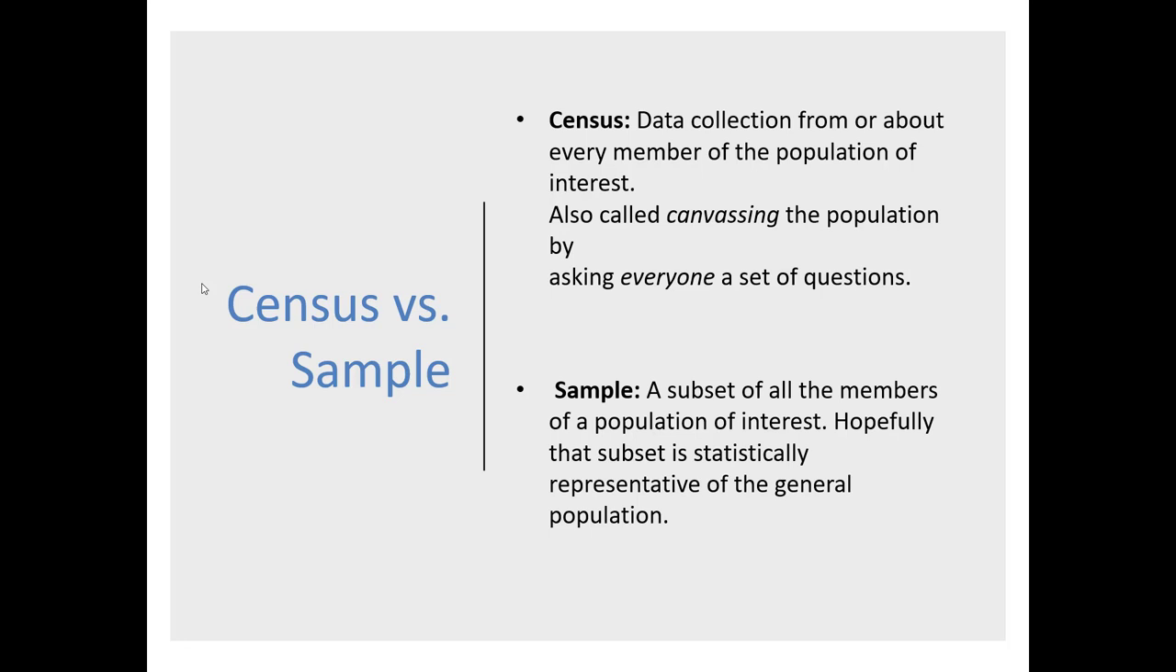But a sample is a subset of all the members of our population of interest. And a subset is typically required to be statistically representative of the general population. Whether a sample is statistically representative depends on its sampling method. So a sample is a subset. In the case of Cal State Fullerton, with 40,000 students, we got a sample of 1%, which is 400.